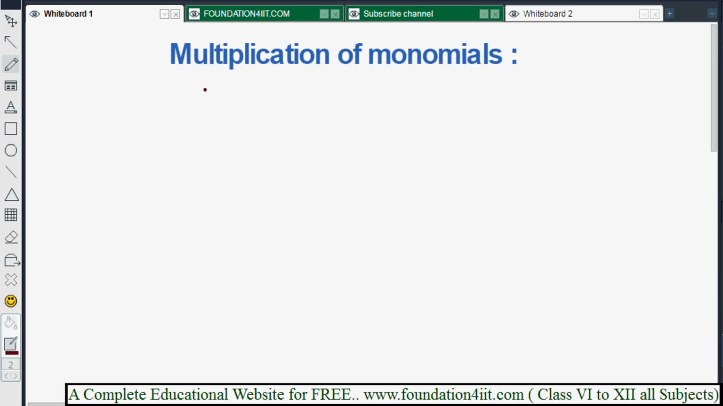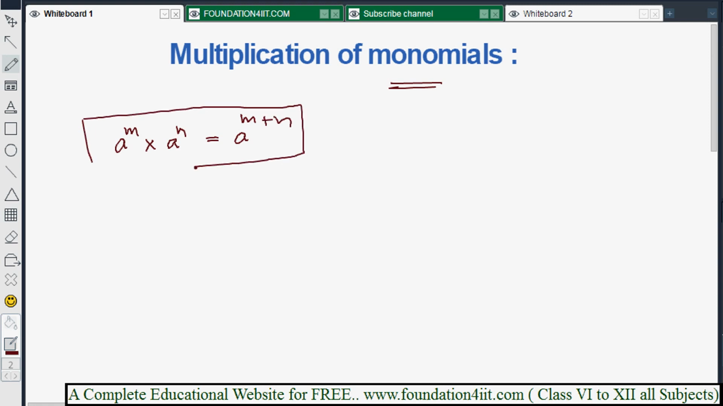So in multiplication of polynomials, the first one is multiplication of monomials. You must know this important product law of exponents. The formula is a to the power m into a to the power n. The bases are the same, so we can add the powers: a to the power m plus n. This formula and concept will be used in this multiplication of monomials.